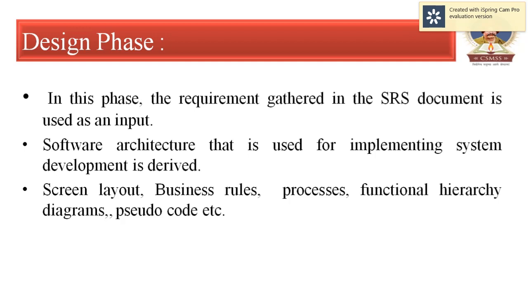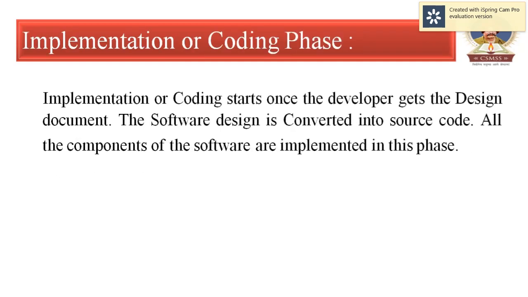In the design phase, we can design the screen layout, business rules for those screen layouts. For designing purposes, we can use the number of processes, functional hierarchy diagram, procedure code, ER diagram, use case diagram, number of cases, number of tables, diagrams, rules we use to design a software development lifecycle.